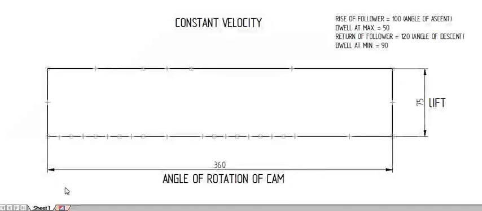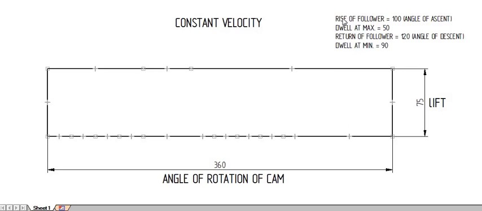So here we are going to draw the constant velocity diagram for a follower motion for both rise and return. On the y-axis we take the lift, which is the maximum displacement of the follower, and on the x-axis we take the angle of rotation of the cam, that is 360 degree. I have taken 36 centimeter as the angle of rotation of cam, which means 360 degree, and 7.5 centimeter or 75 mm as lift.